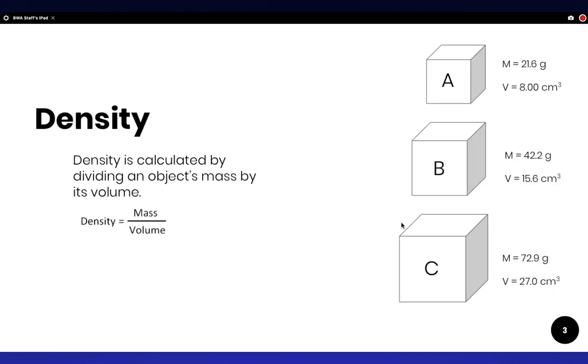Density is calculated by dividing an object's mass by its volume. Density equals mass over volume. This equation is a good one to have in your notes, so you could use it on a knowledge check. You could also write this equation out as capital D equals M over V. So I've given you all the information you need to calculate the densities of blocks A, B, and C.